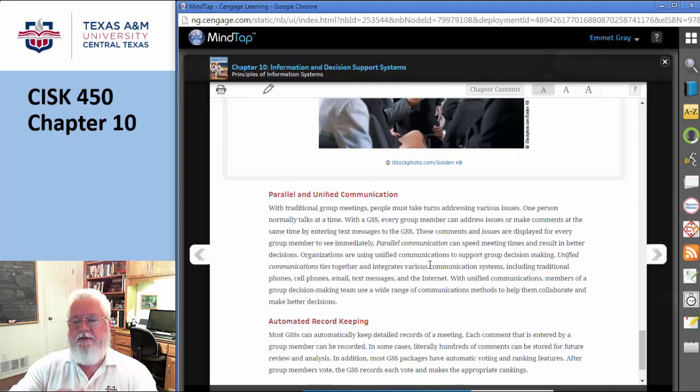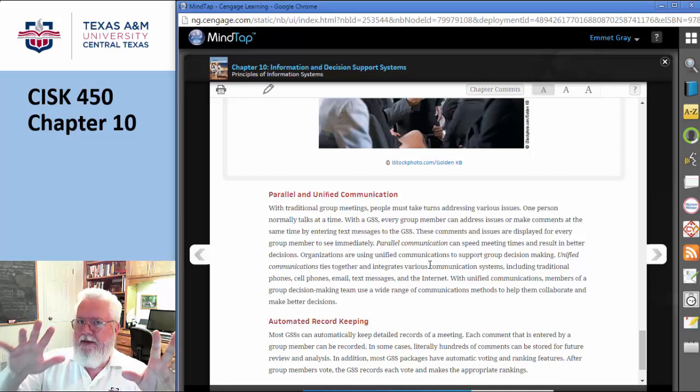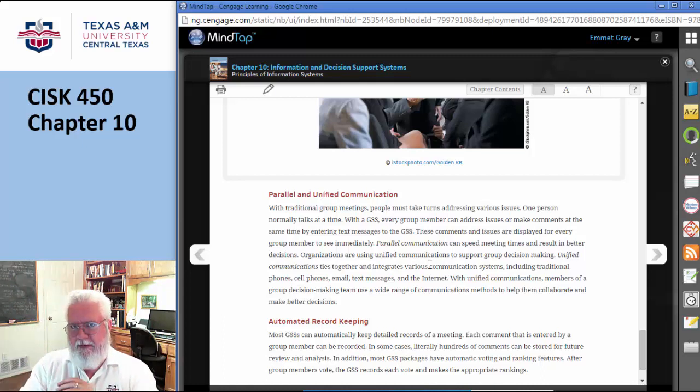The next one is parallel communication. Typically, in one of these systems, two people can carry on a discussion at the same time. I'm not talking about verbally, but it's okay to have two conversations going up on the screen, because verbal would be distracting. So all sorts of various issues can happen simultaneously.